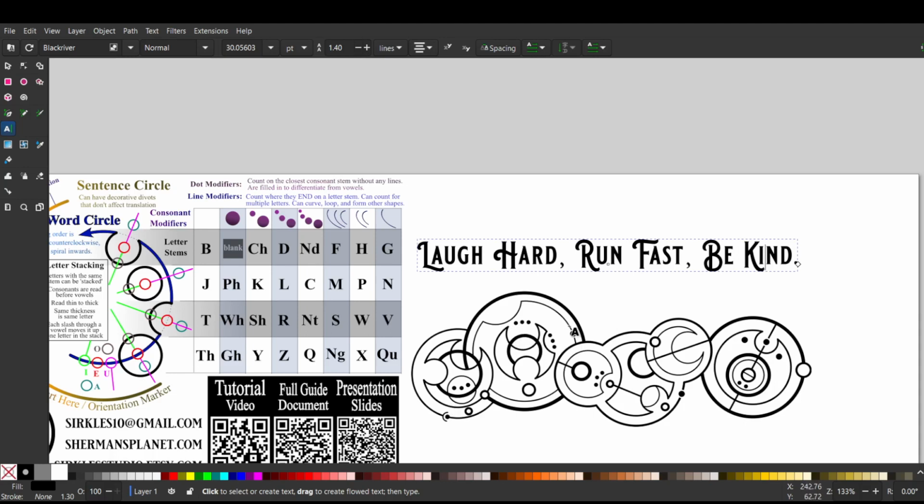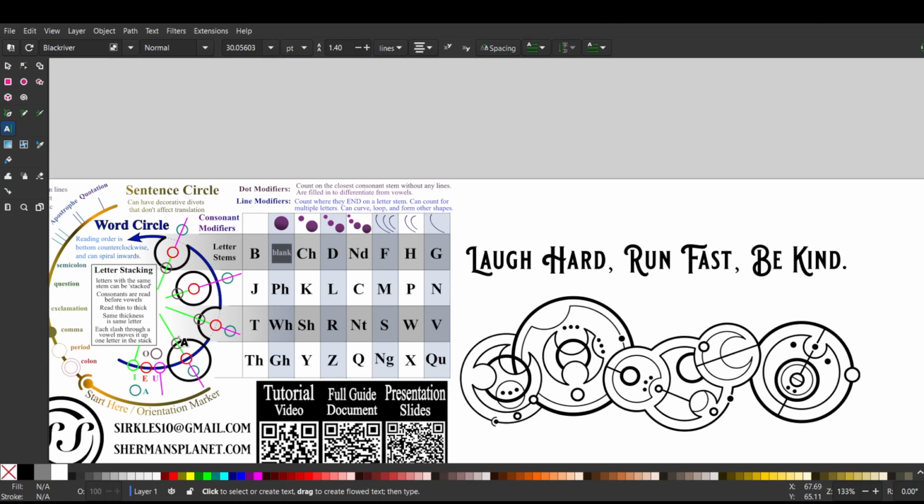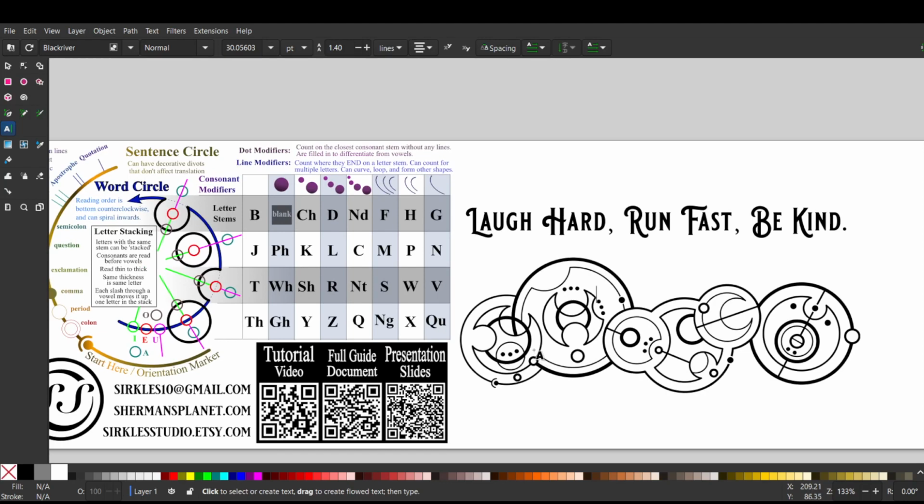So laugh hard, period, or comma, run fast, comma, be kind, period. And this is a pristine example of punctuation and how it should work on a linear sentence, so feel free to be like, this is how it works on a linear sentence. You put it on the sentence circle and, yeah. There's absolutely no bending of the rules in this design, so that's neat. Gold standard. This is how it should be written. Nothing is ambiguous.